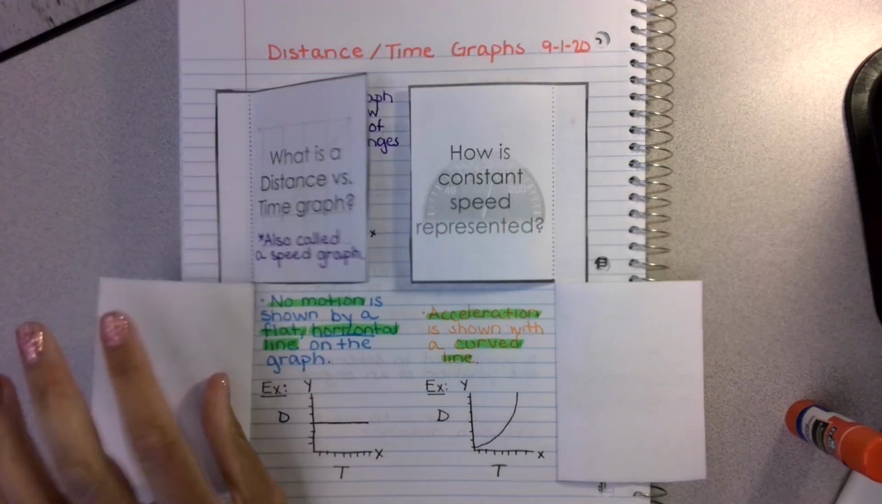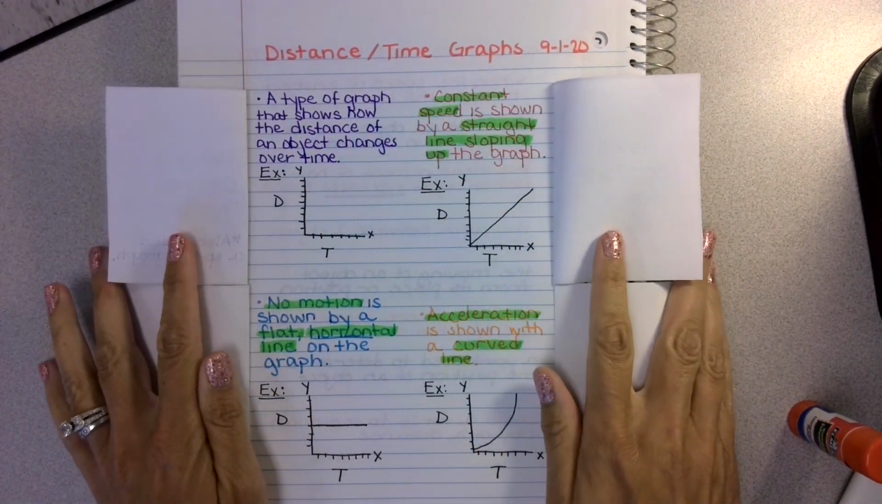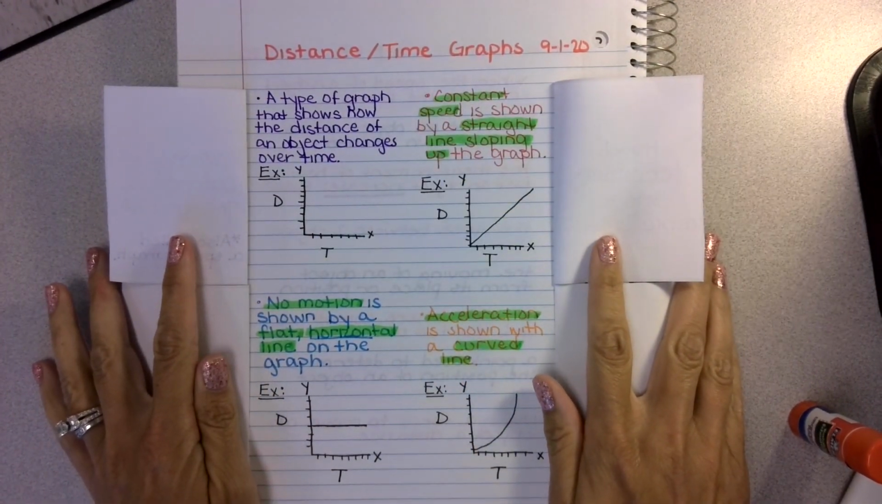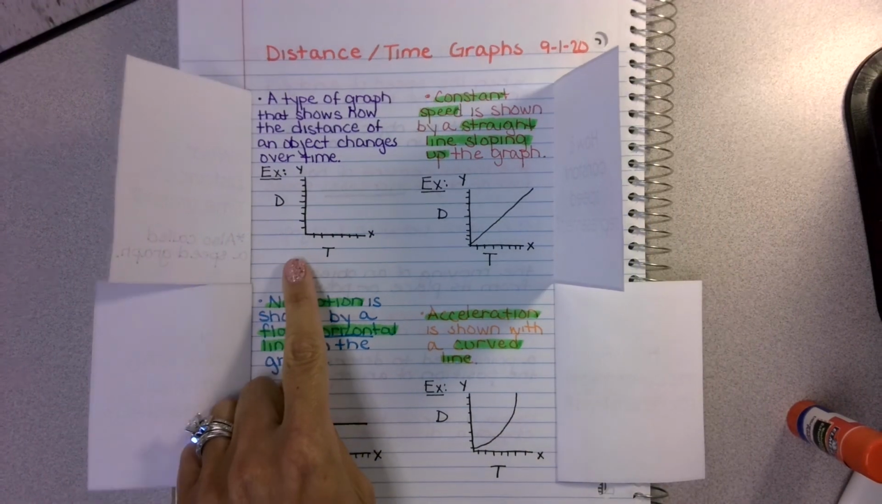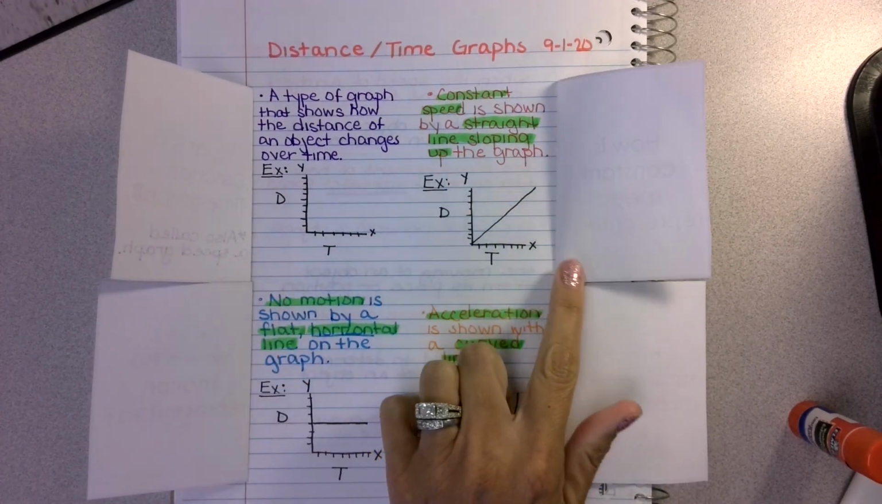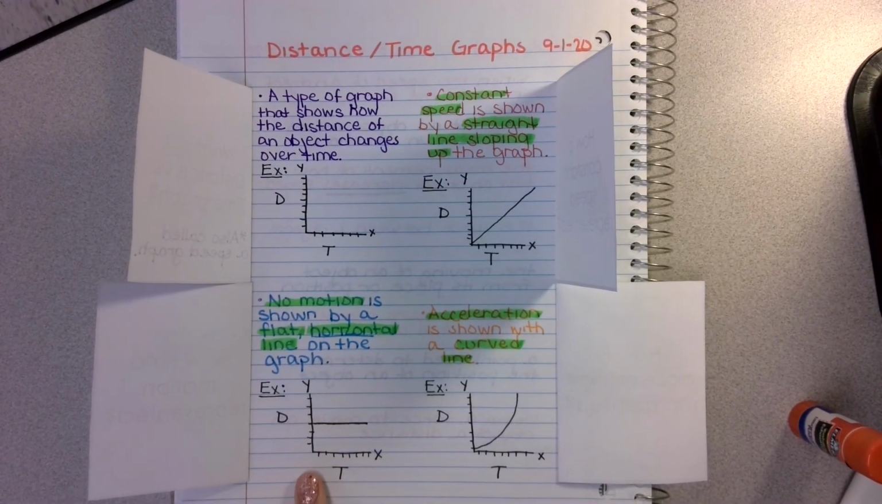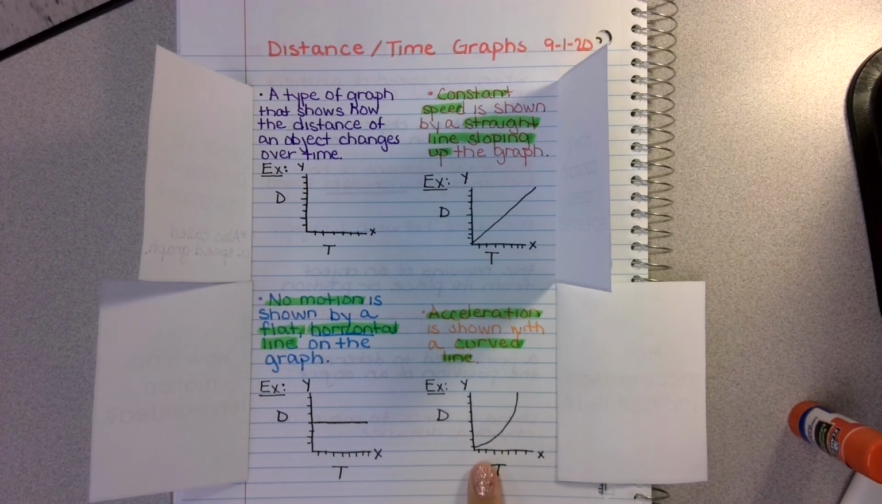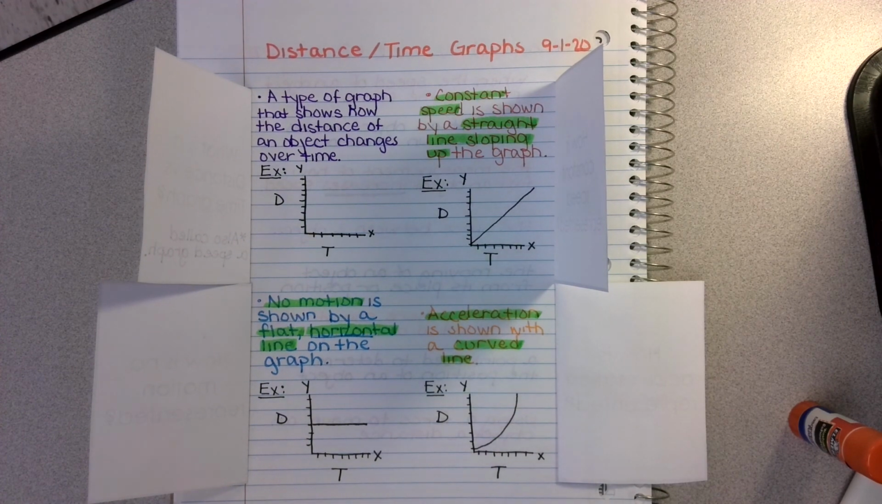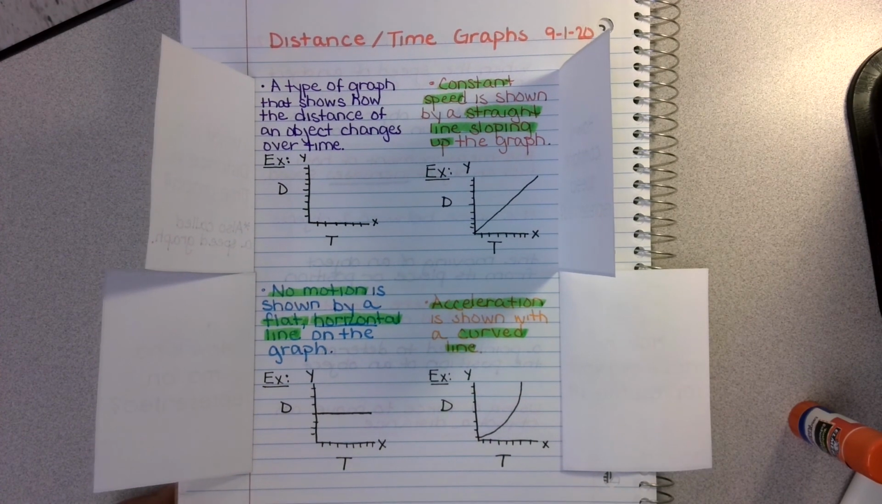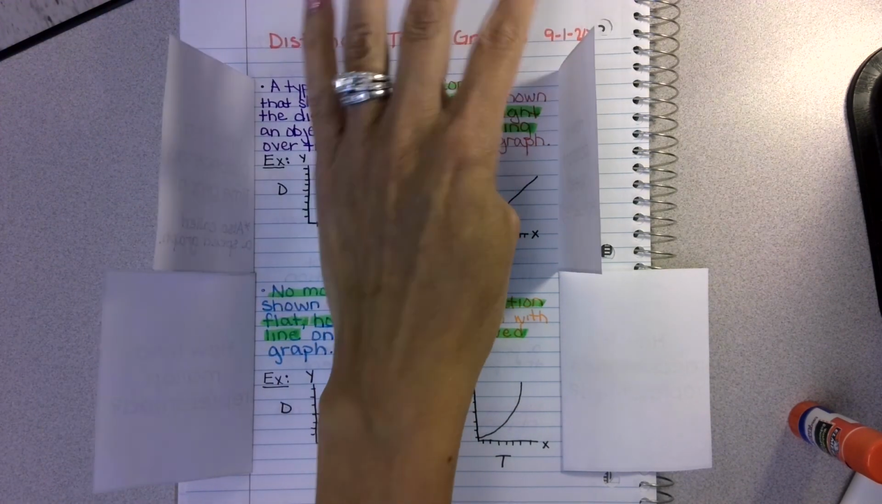So then if you open all these flaps up, this is what it looks like. So you have what a time distance graph is, what constant speed looks like, what no motion looks like, and what acceleration looks like. Okay, once you have these notes down, then you can close up your science notebook and you are finished for today. Don't forget to have your title and today's date on the top.